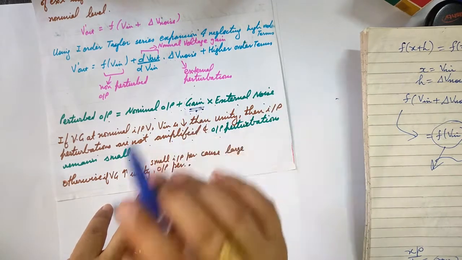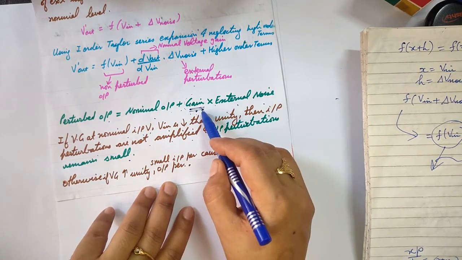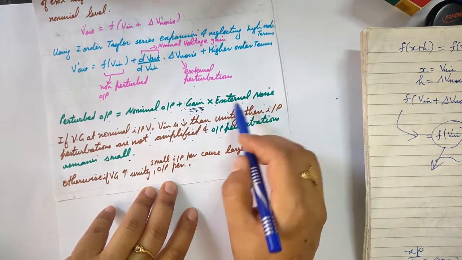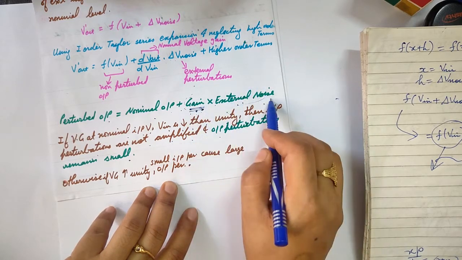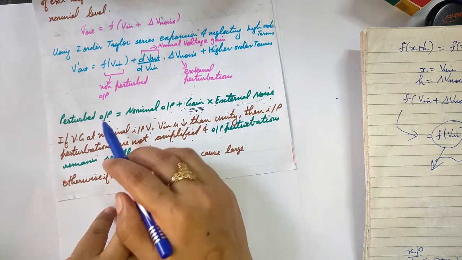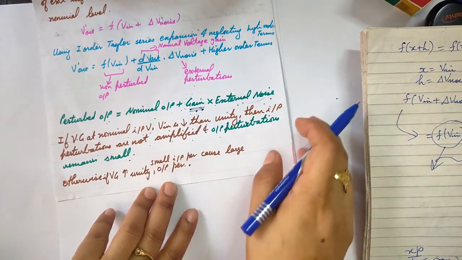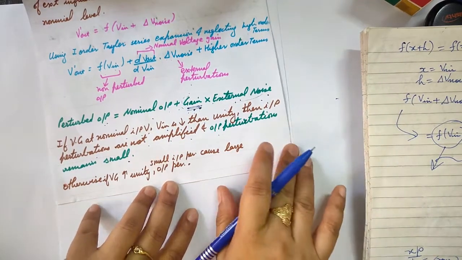But on the other hand, if this gain is greater than unity, what will happen? A small noise will also be amplified to a larger extent, and this will affect the output in larger terms. It will create a large change in the output.